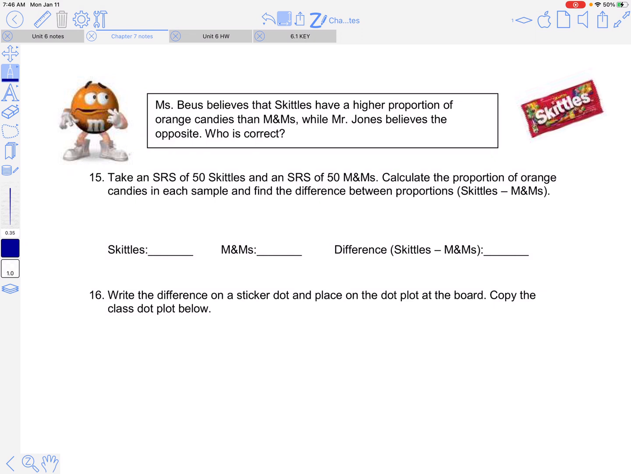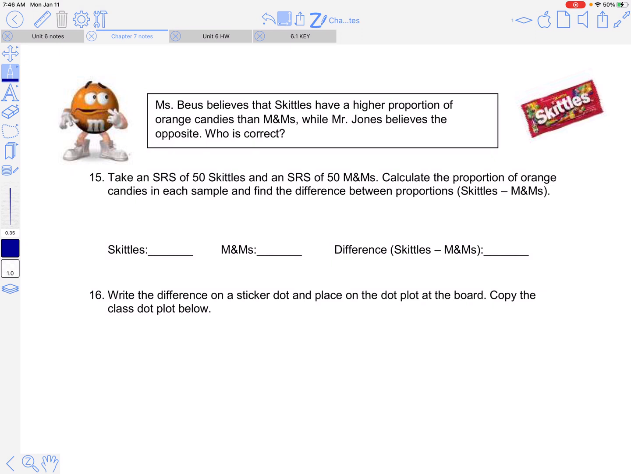Mr. Jones is the teacher next door to me, and we were just talking about Skittles and M&Ms. And I like the orange Skittles the best. Anyways, weird conversation, but I believe that Skittles have a higher proportion of orange candies than M&Ms. Whenever I eat the M&Ms, I feel like there's tons of brown, and those are my least favorite because they're not as exciting, of course, right? As far as M&Ms go, right? We don't have that issue with Skittles.